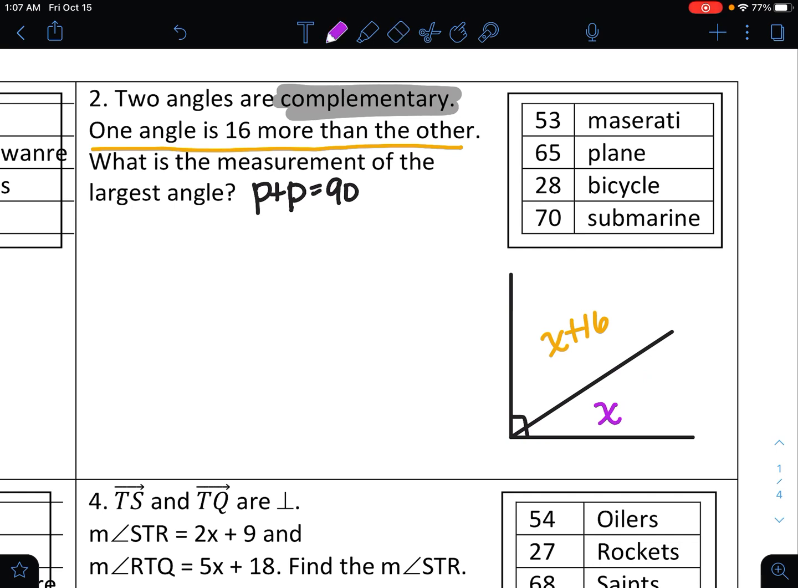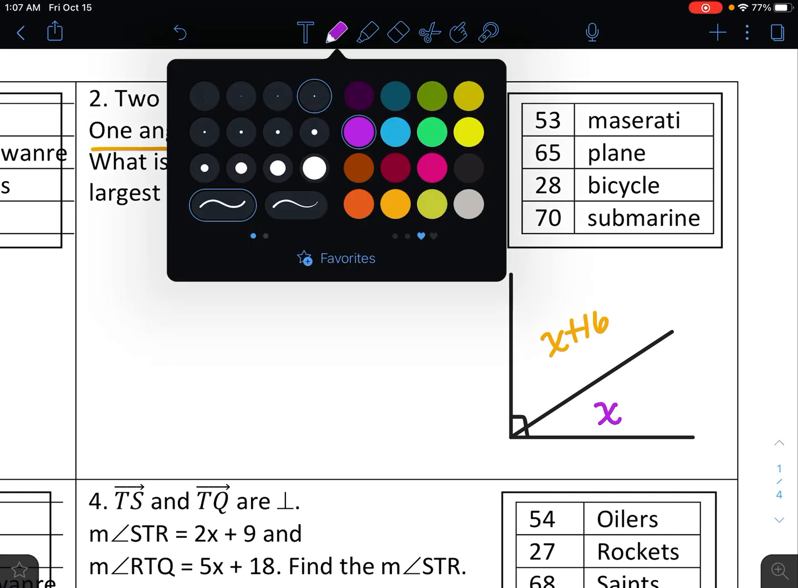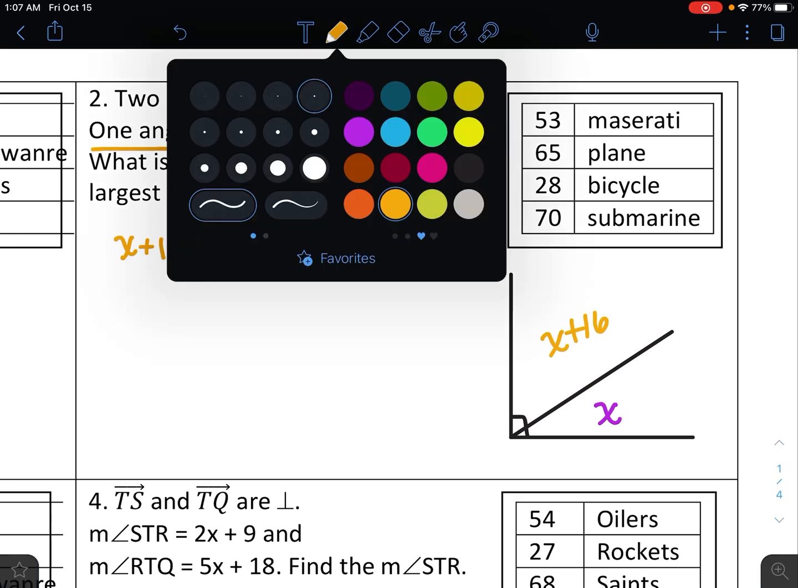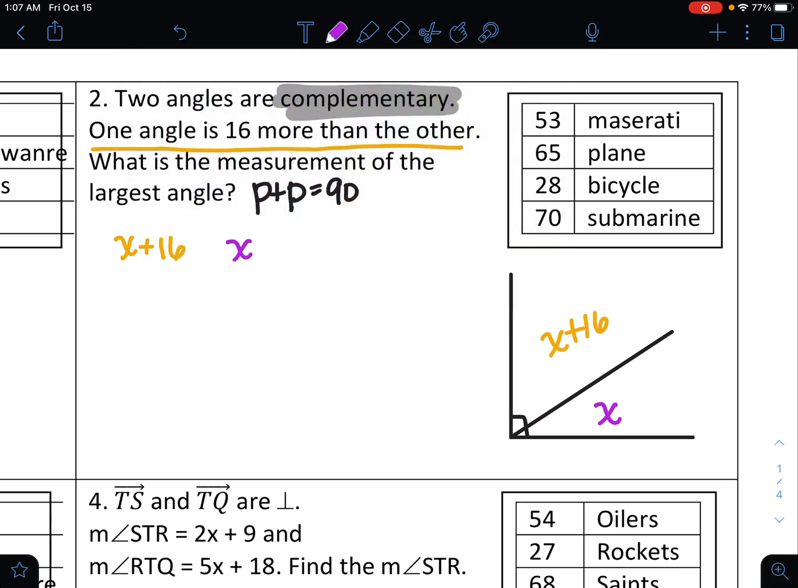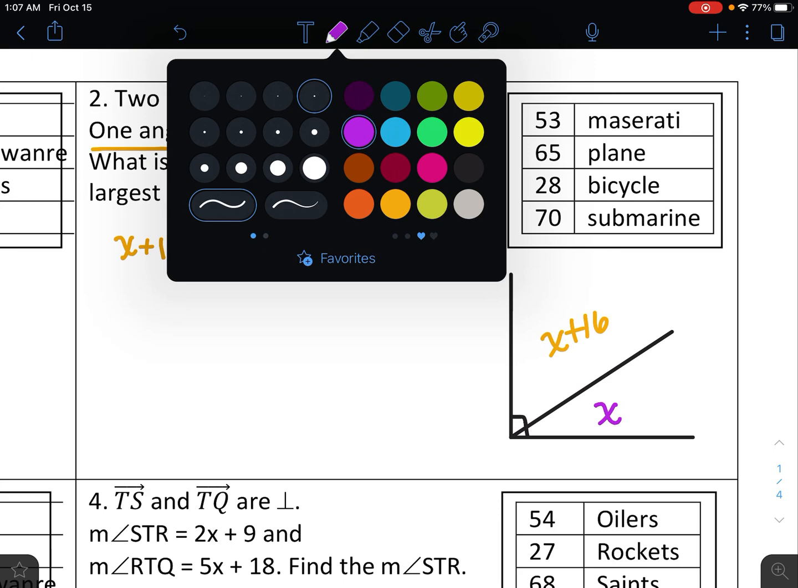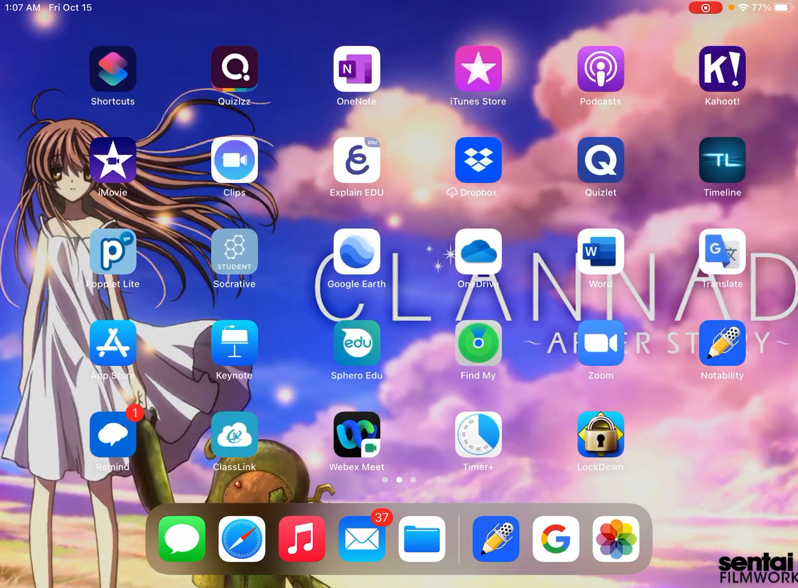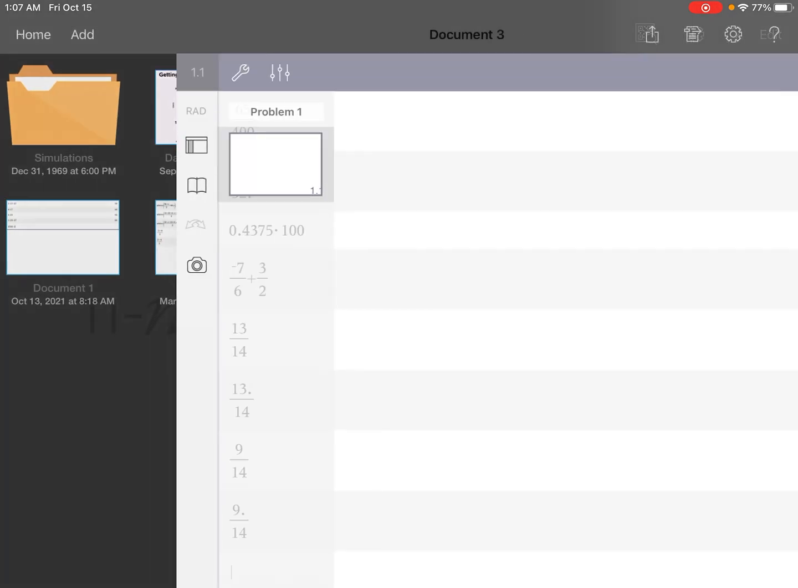All right, so I'm gonna go ahead and set this up. So we have x plus 16, that's the first part, or one of the parts of this 90-degree angle, and then x is the other part. We have to do part plus part equals 90. All right, so let's combine like terms. Now, you can use NSolve if you want to. You know what, I'll go ahead and do this, even though it looks different on the app, but still.